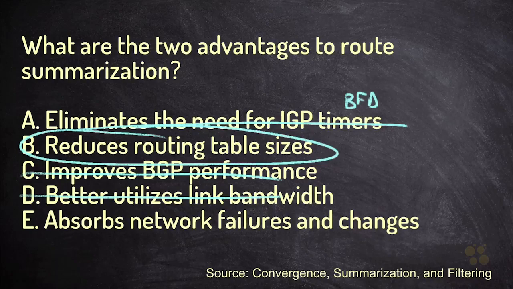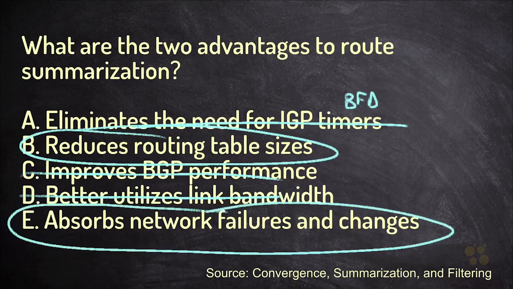And lastly, absorbing network failures and changes. This is actually one of the real reasons why summarization is so important in large layer 3 domains, to absorb the network failures. As a few different networks go down individually, we can still continue to advertise the summarized route, which means we don't have to run convergence events in our routing protocols. So B and E, these are our answers.